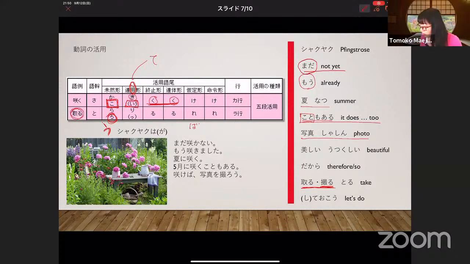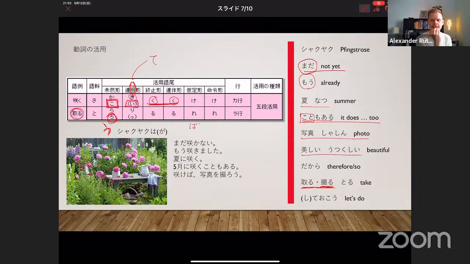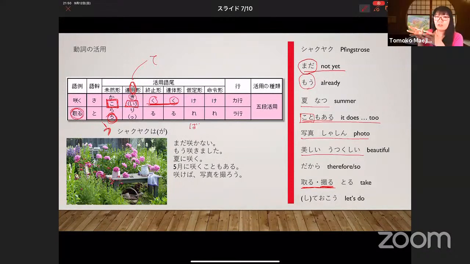So beautiful. Utsukushi, sorry. 美しい. If you want to use this one and then conjugate properly, saku is a verb. So you also use the second one like 美しく. Okay. So the shakuyaku, the flower is blooming beautifully.